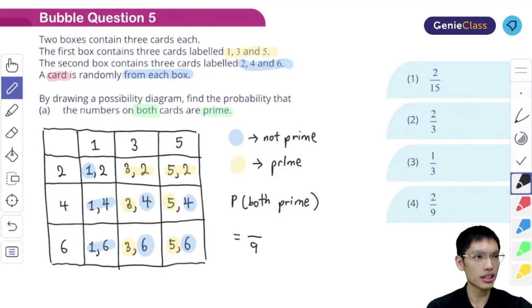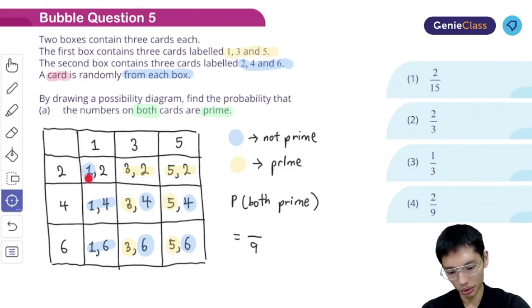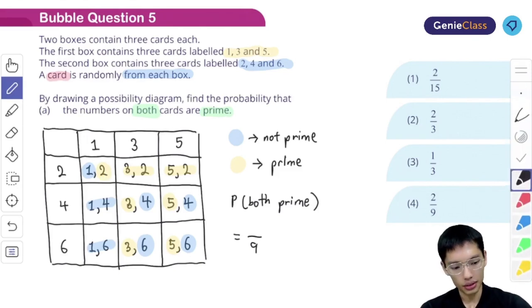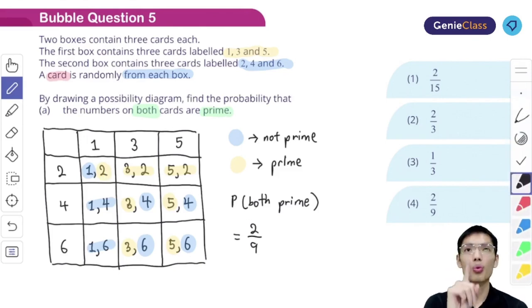And for those who chose, let me just check. For those who chose, in this case, option 3, I have some of you choose option 3. Most of you all choose this. Take note, don't fall into the trap. Okay, I forgot to circle this. This is prime. Don't fall into the trap. It's 2. 1 is not a prime number.